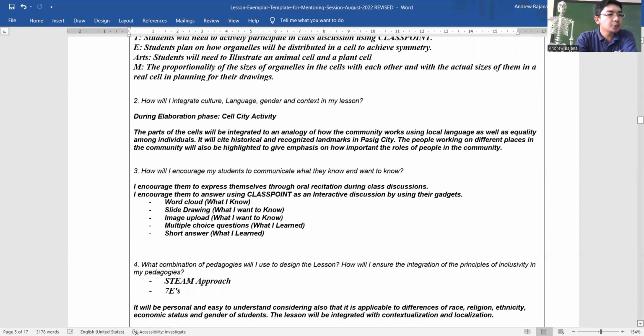How will I integrate culture, language, gender, and context in my lesson? During the elaboration phase, this will be a recitation, but the teacher will start it with an analogy on how the community works, using local languages as well as equality among individuals. It will cite historical and recognized landmarks in Pasig City. The people working in different places in the community will also be highlighted to give emphasis on how important the roles of people in the community are.